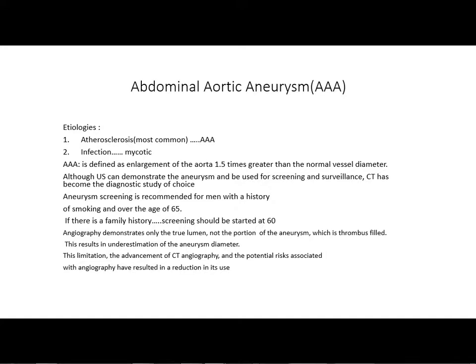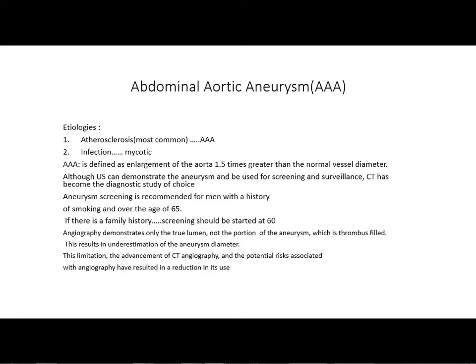Abdominal aortic aneurysm etiology: atherosclerosis is the most common cause, and infection, mycotic. Abdominal aortic aneurysm is defined as an enlargement of the aorta more than 1.5 times greater than the normal vessel diameter. Although ultrasound can demonstrate the aneurysm and be used for screening and surveillance, CT has become the diagnostic study of choice. Aneurysm screening is recommended for men with a history of smoking and over the age of 65. If there is a family history, screening should be started at 60.